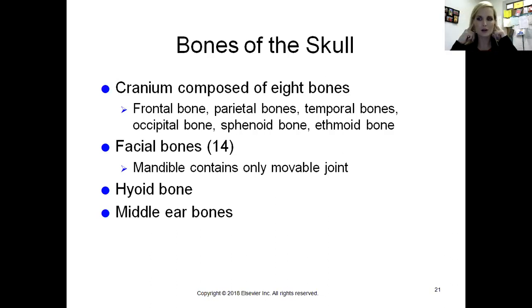And then our middle ear bones, there are 3 bones within our middle ear. So technically they're in our head, but we're actually going to label those when we get into describing our ear. So when we talk about our senses chapter, we'll get into that in a few weeks, or I think actually next week.